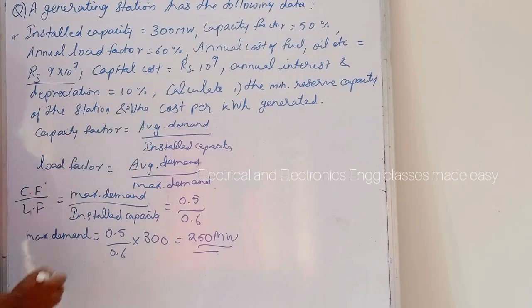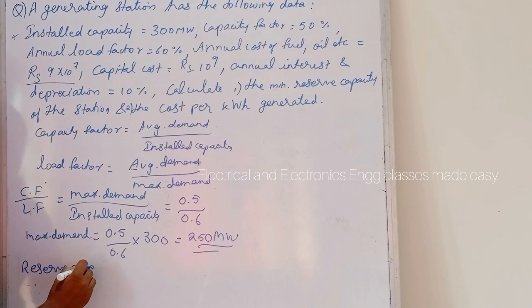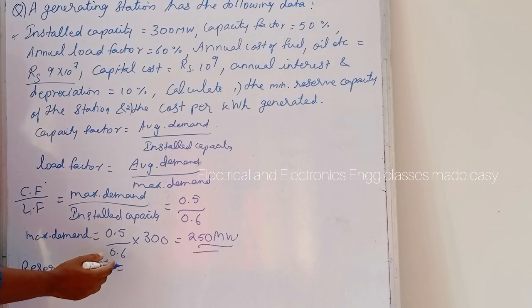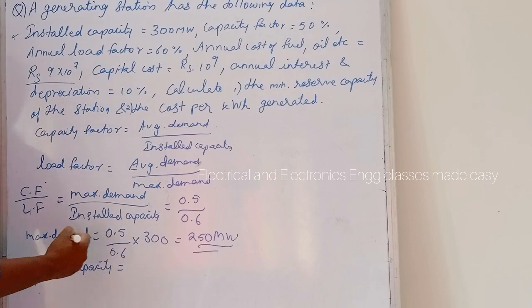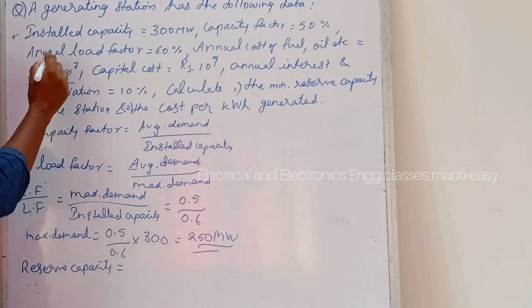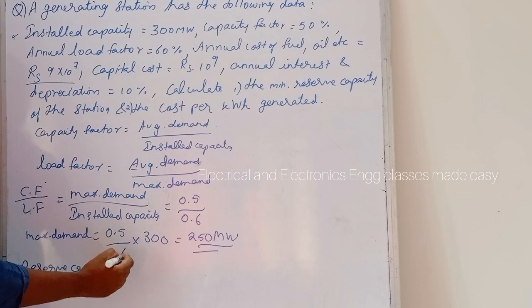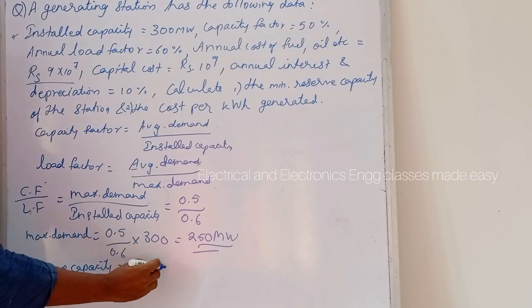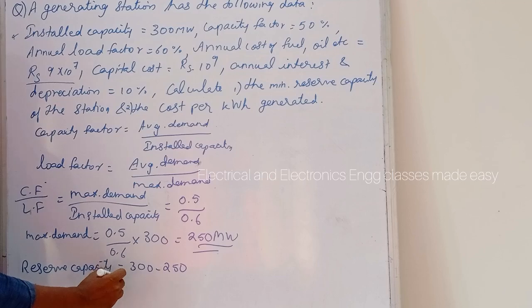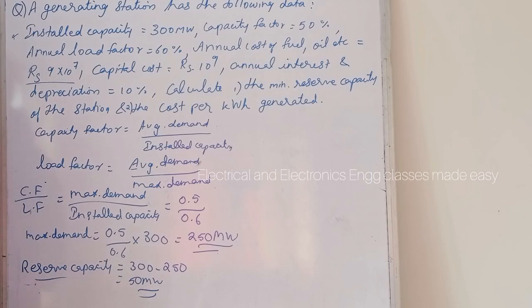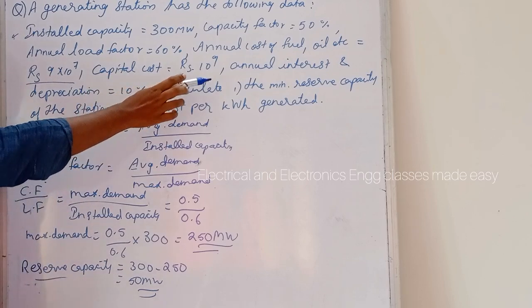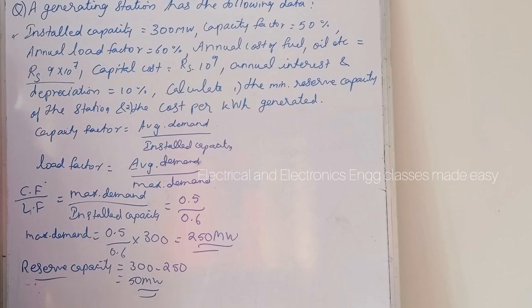Now we can find the reserve capacity, that is reserve capacity is equal to the difference between the planned capacity and maximum demand, that is installed capacity minus maximum demand, that is 300 minus 250, and that is equal to 50 megawatt. So this is the reserve capacity. Now we have to find the cost per unit generated.